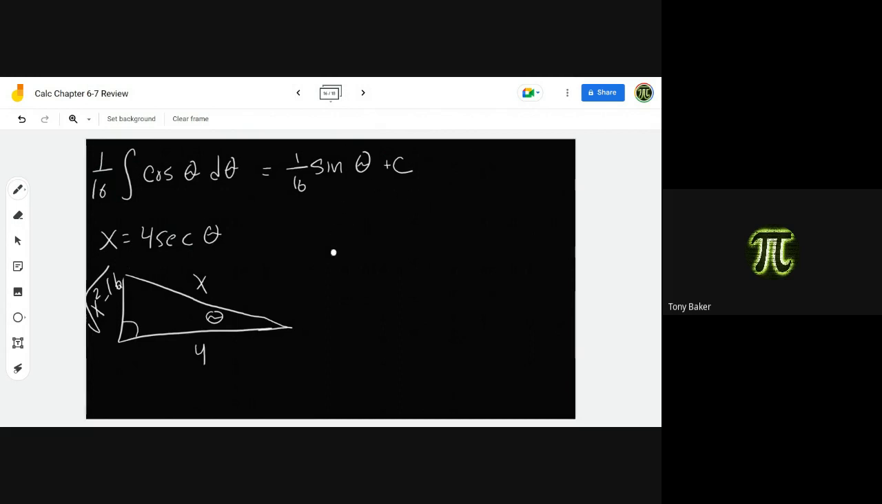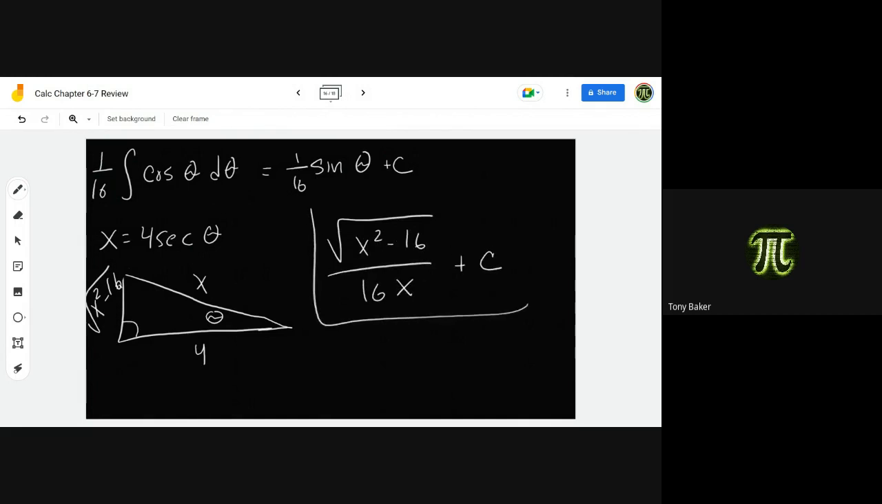So sine theta is the square root of x squared minus 16 divided by x. So it's 1 over 16 times the square root of x squared minus 16 over x, so the square root of x squared minus 16 over 16x plus c is my final answer. Let me give everybody a second to write this down.